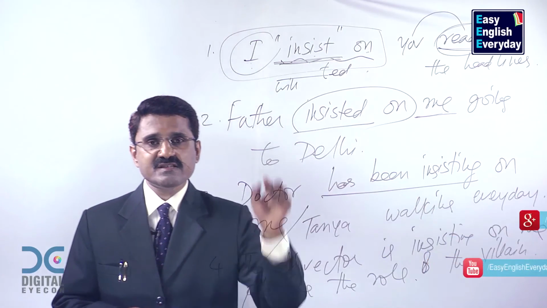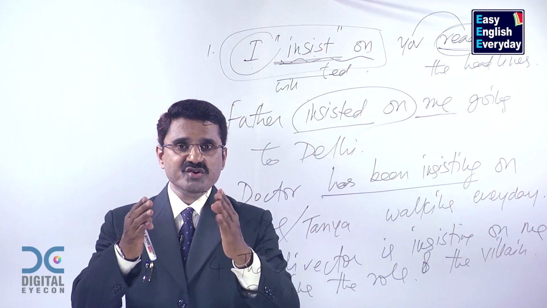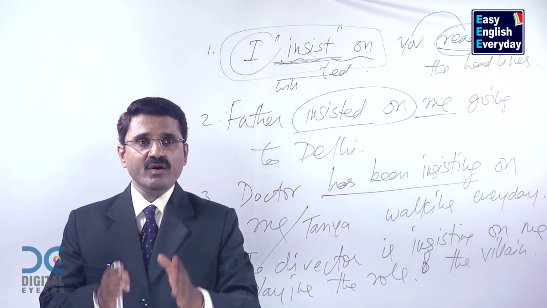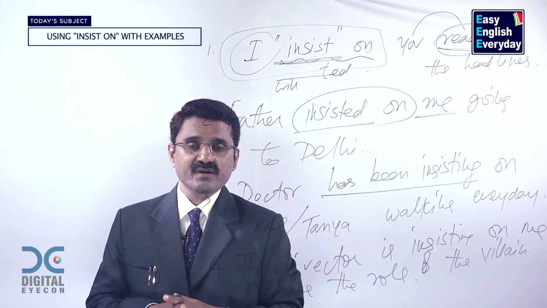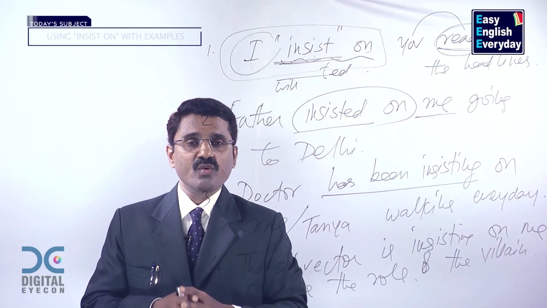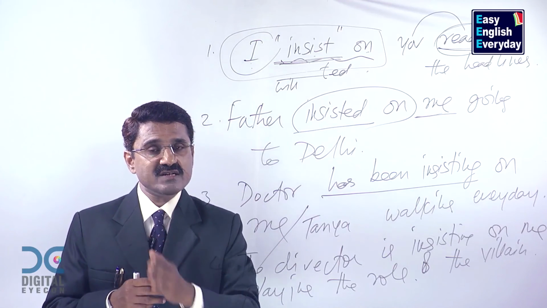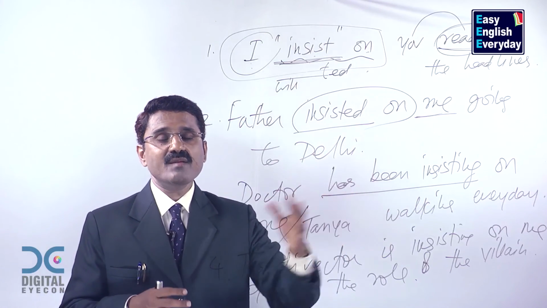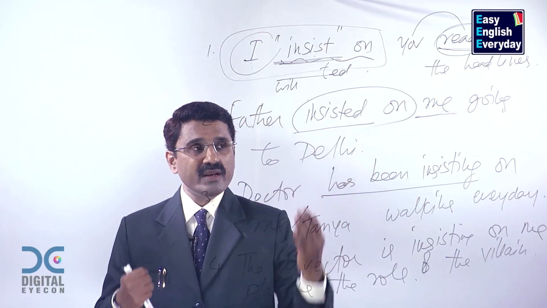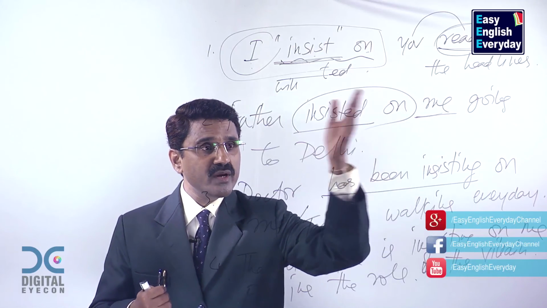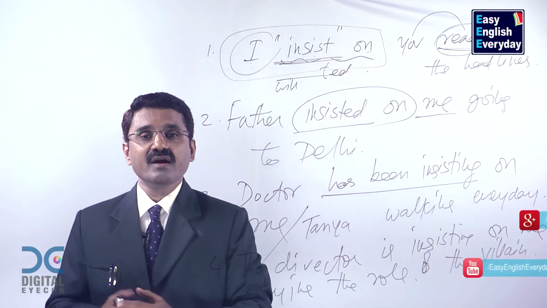We always insist on you making the examples. We always insist on you watching our videos. We always insist on you listening to good English videos. We always insist on you watching good English videos like ours. We never insisted on you doing grammar-based exercises. We never insist on our students doing grammar-based exercises. This is the way of using insist on in your communication.